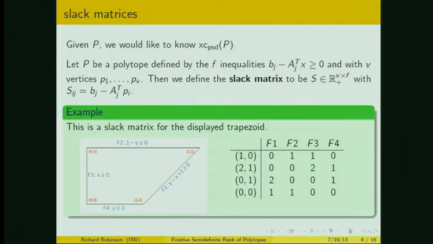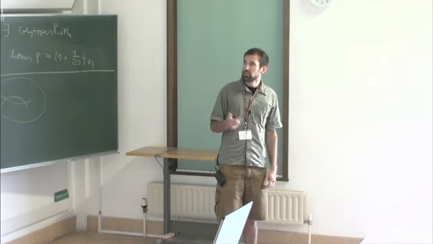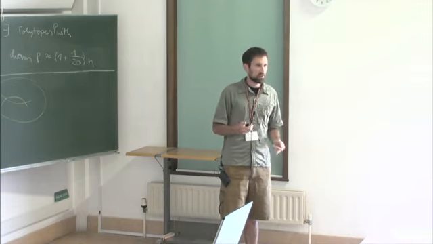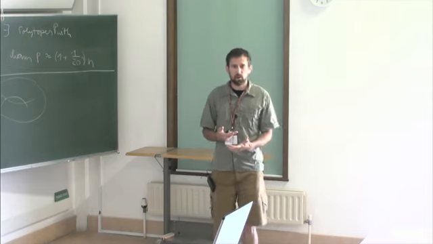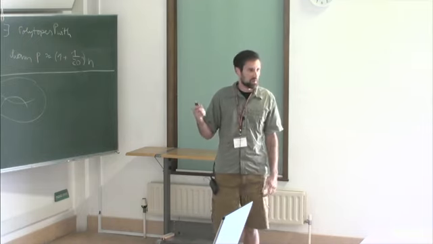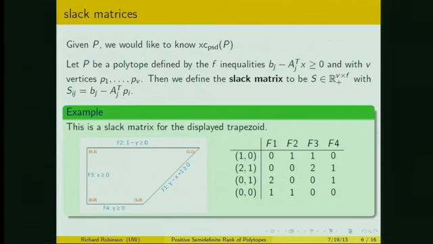So one thing to know about these is that they are not unique by any means. For example, we can scale the inequalities by positive scalars. That still gives a valid inequality representation. So correspondingly, we can scale the columns of the slack matrix by positive scalars and still remain a slack matrix.